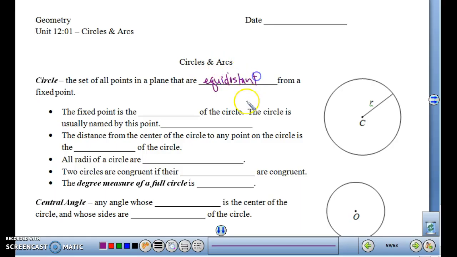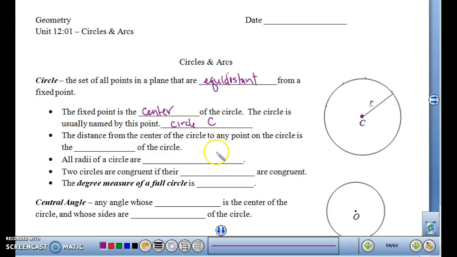So if we have a fixed point here, and we have all of the points that are equidistant from it, here, here, here, here, here, here, and if I put all the points, I have created a circle. The fixed point is the center of the circle. And the circle is usually named by this point. So the name of the circle would be circle C.